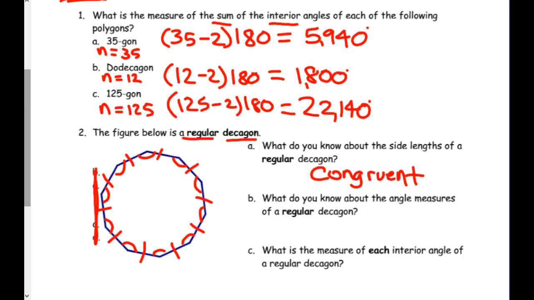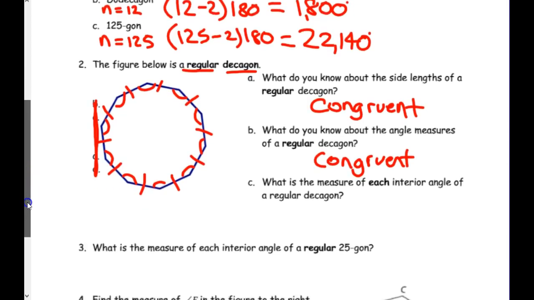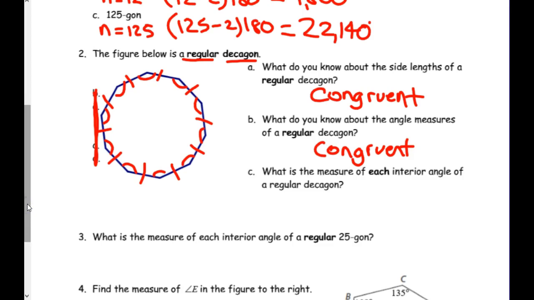Letter B, what do you know about the angle measures of a regular decagon? Well, again, we know they're congruent. And then letter C, what is the measure of each interior angle? Now, each means we're not just trying to find the sum. Okay? Now, we're going to have to find the sum, but once we find that sum, we need to make it break down into 10 equal parts so I can find each. So this is a very important key word here.